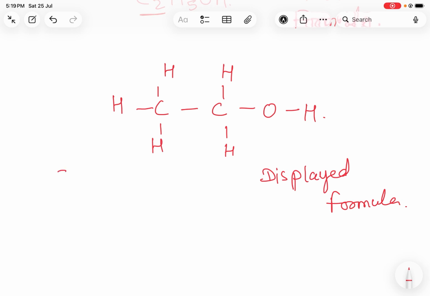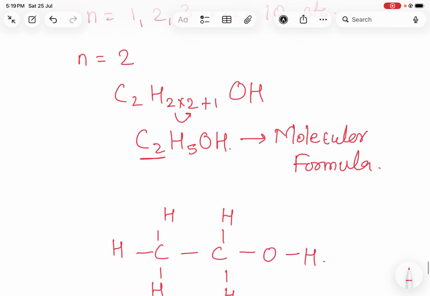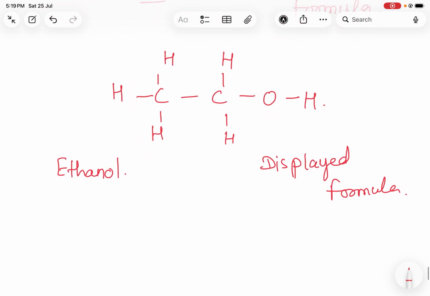Now, how am I supposed to name this compound? So I will write eth because I have two carbon atoms, and because there is a single bond we will have the alkane ending an, so it is ethane. And as I told you, the name ending is ol. So we will write ol here. So the name becomes ethanol.